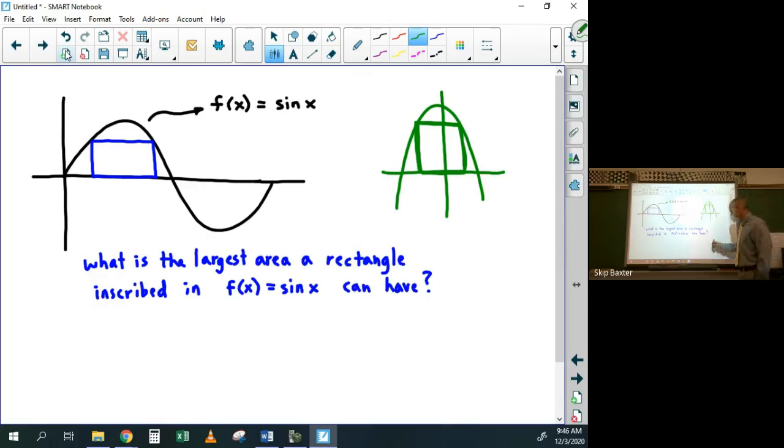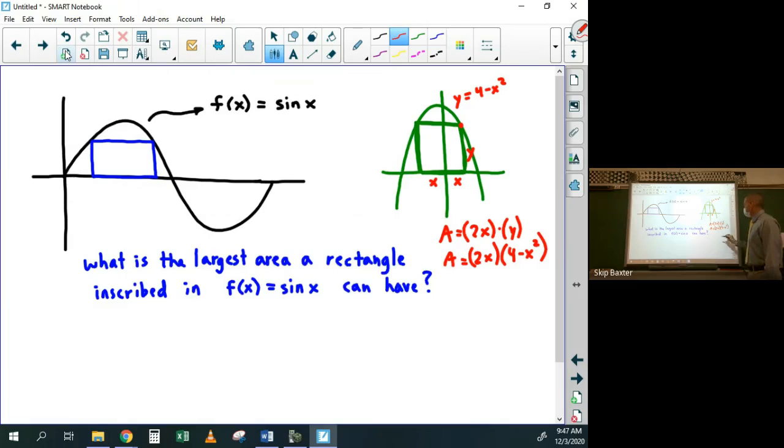The idea here, to get a little jump start on it, the easiest way to do this was to say this graph is totally symmetrical, so if this is x, so is that. And if the height is y, if this parabola has the equation y equals 4 minus x squared or something like that, you could say the area is equal to 2x, which is the width of the rectangle, times the height of the rectangle, which is y, and then just make that substitution. So this ends up being 2x times 4 minus x squared, right? And then you can differentiate from there.